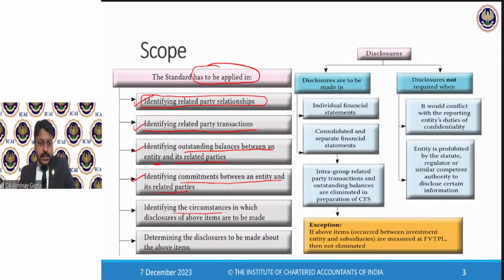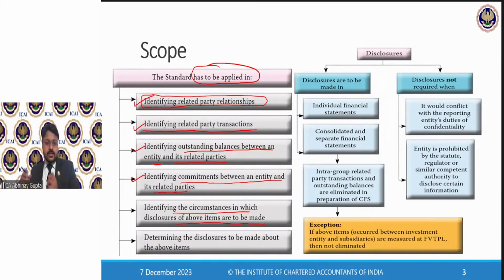Then identifying the circumstances in which disclosures of the above items are to be made. So we will identify which transactions have taken place and how those transactions need to be disclosed, right? So if there are sale purchase transactions for the goods and services the companies have business in, that sale purchase needs to be disclosed separately. If there is any fixed asset purchase or sale during the year, apart from normal goods and services sale purchase, those need to be disclosed separately, right?